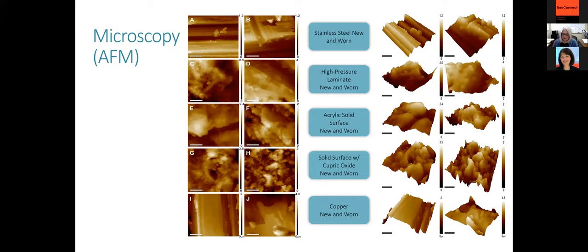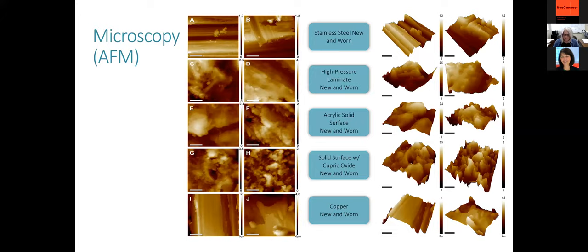You've got stainless steel at the top, new and worn, so A and B on either side. And you can kind of see how the differences play out. High-pressure laminate, the acrylic surface, the acrylic solid surfaces, and then again the copper surfaces. So wearing of the material did have different effects on surface topography of the different materials.